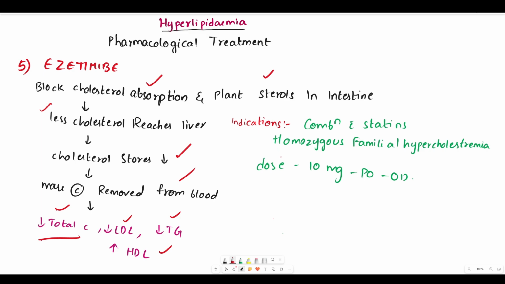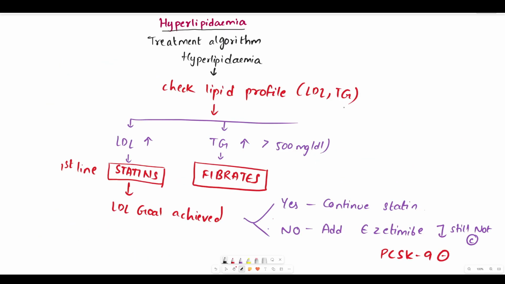Coming back to the indications, first thing is this can be given along with the diet when the statins are not enough. And the next thing is it can be given in primary heterozygous familial and non-familial hypercholesterolemia. That means this can be given in combination with the statins, especially for homozygous familial hypercholesterolemia. Coming back to the dose, 10 mg per oral once in a day can be given. Coming back to the last part of the video, the treatment algorithm.